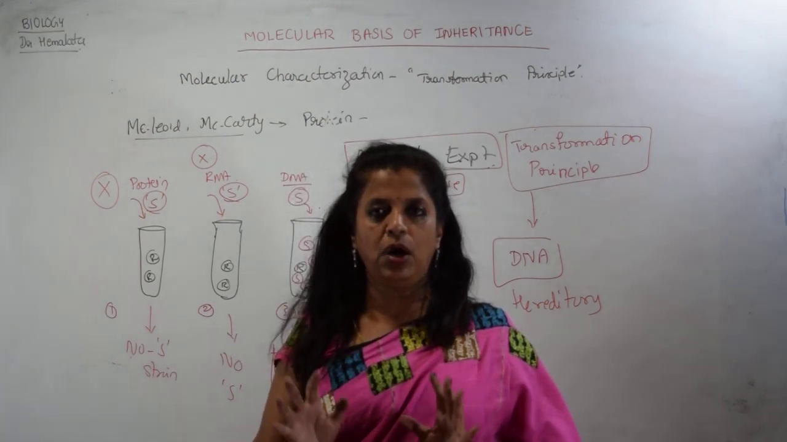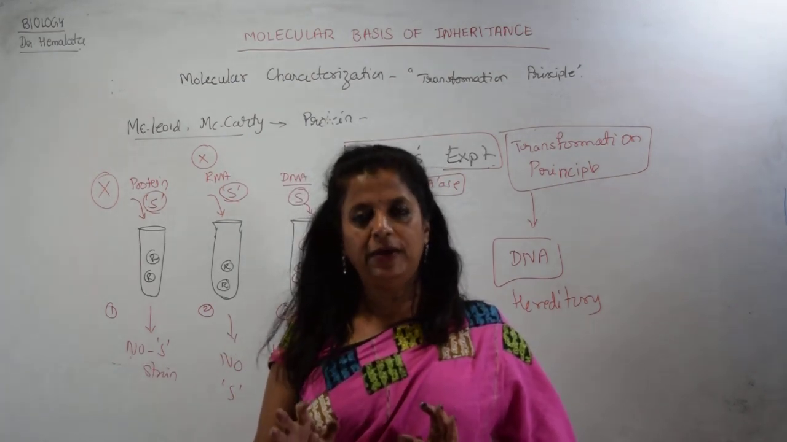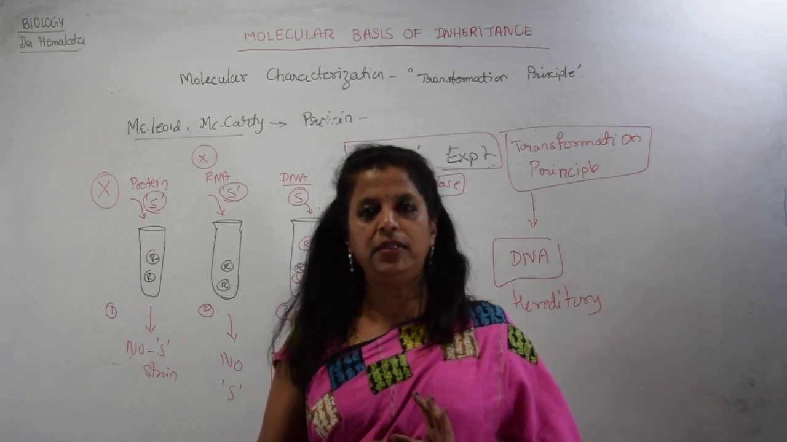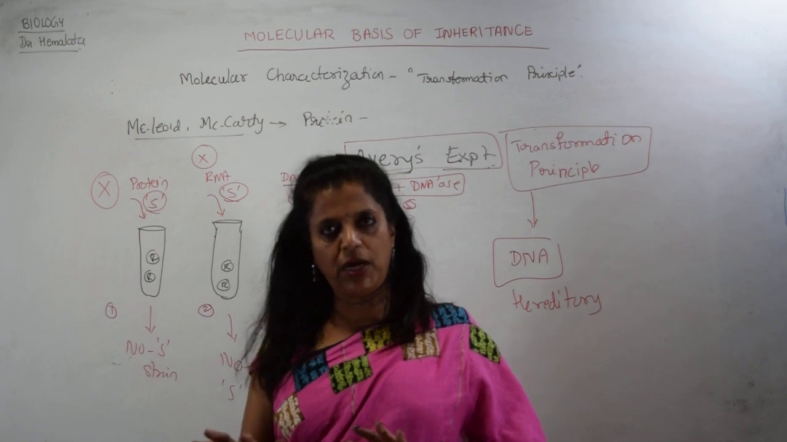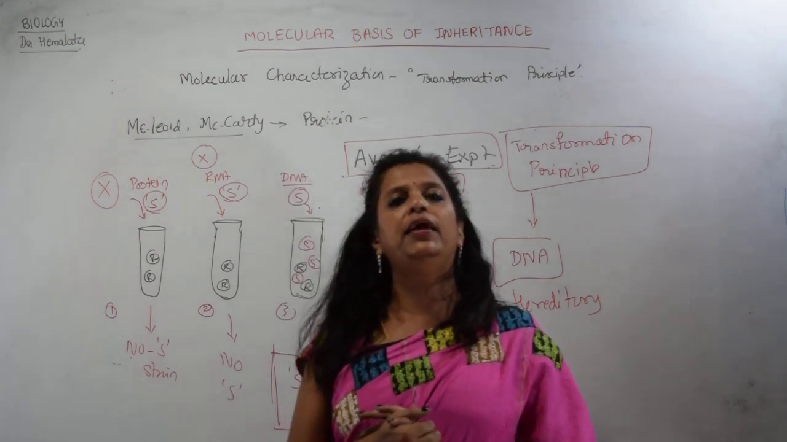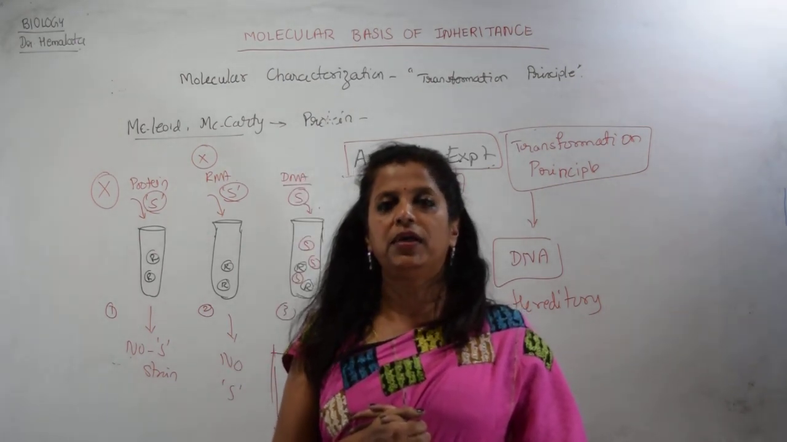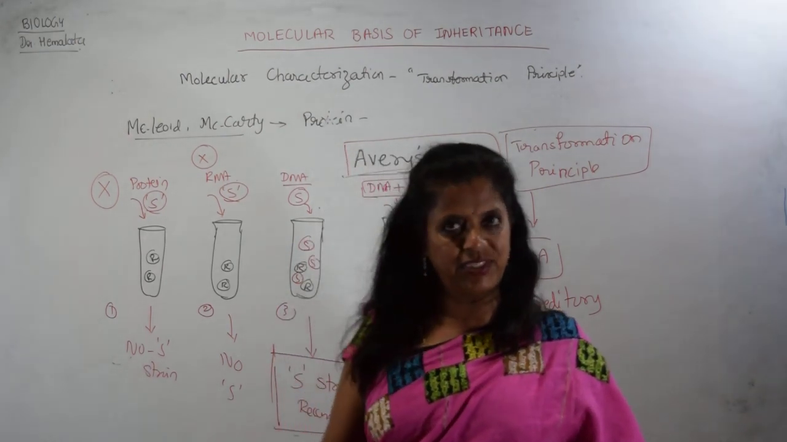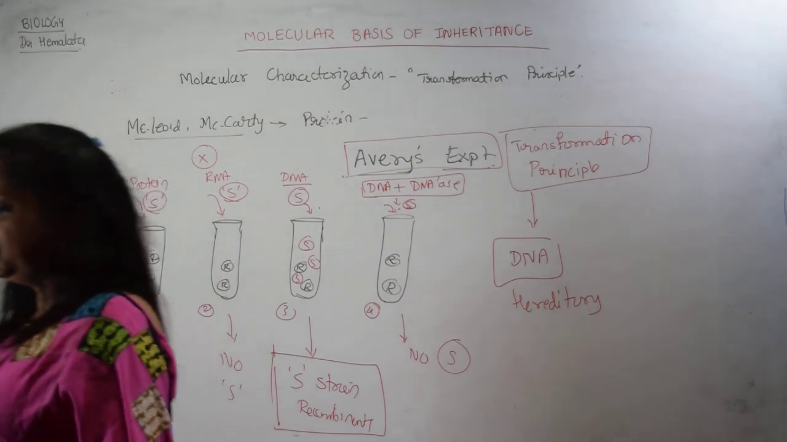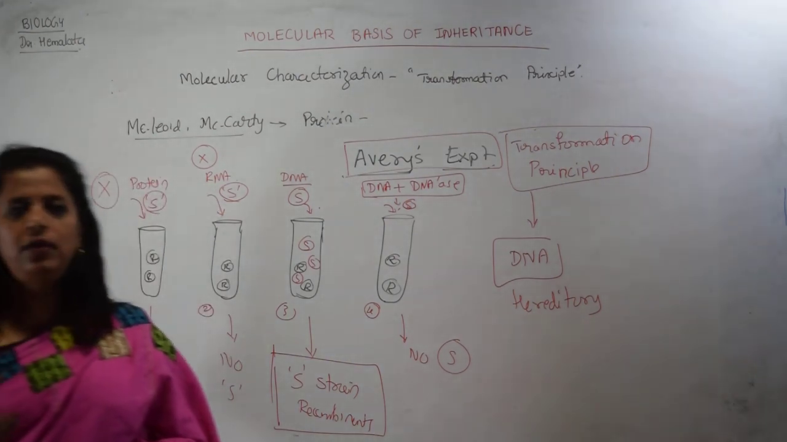These two experiments you have to remember and write for 5 marks. Either Griffith separately for 2 marks, Avery separately for 2 marks, or together, DNA as hereditary material with Griffith and Avery's experiment, you have to write fully for 5 marks. Okay, I hope you have understood.